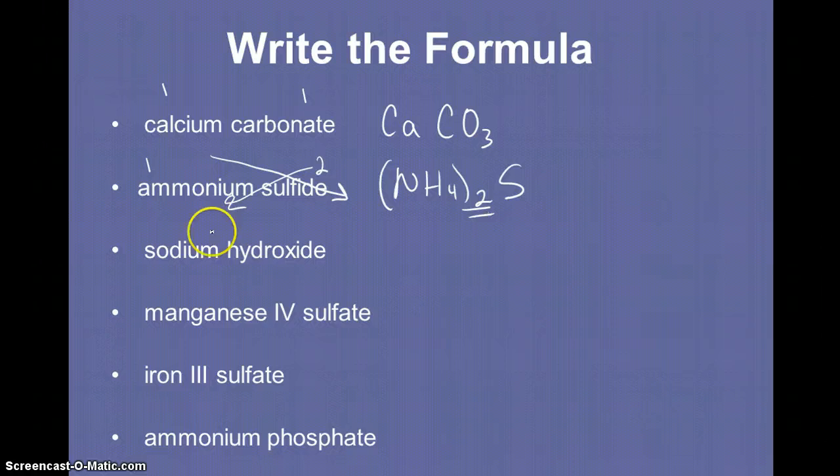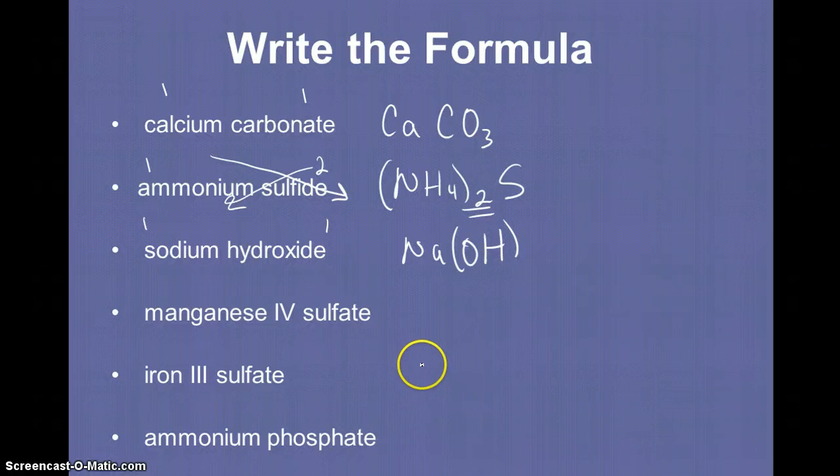Let's try another. Sodium hydroxide. Sodium has an oxidation state of 1. Hydroxide an oxidation state of 1. Easy enough. NaOH. And again, if you want to put those parentheses there, feel free to do so.